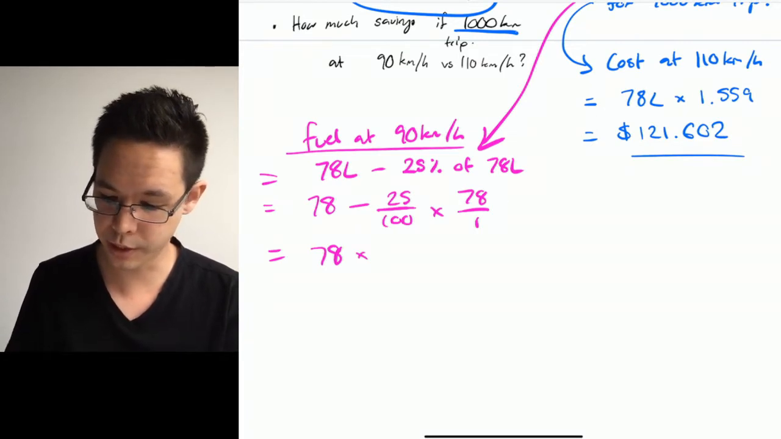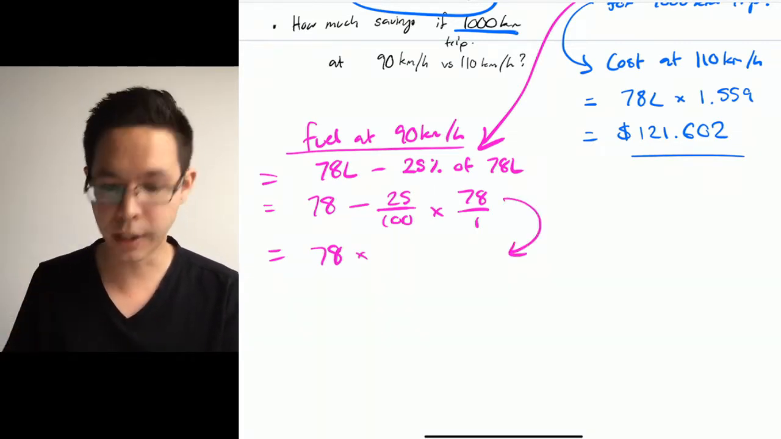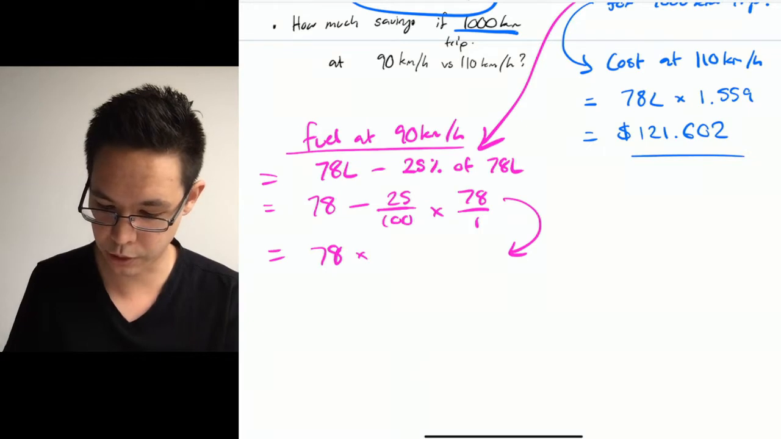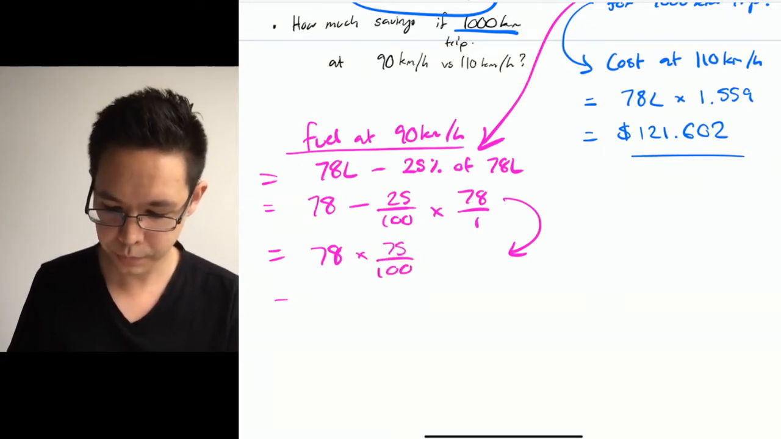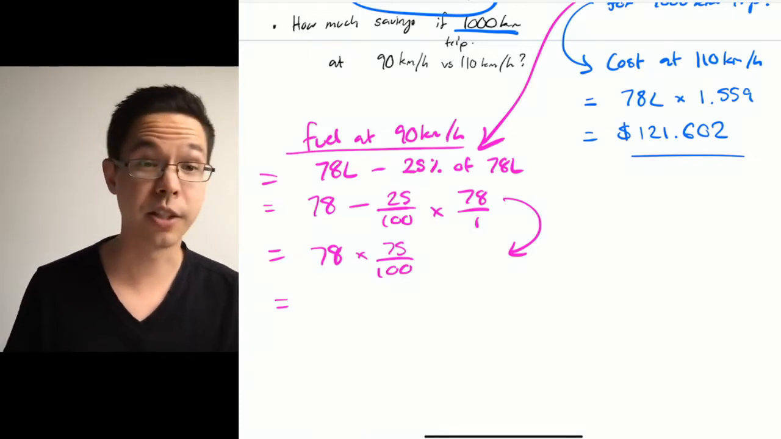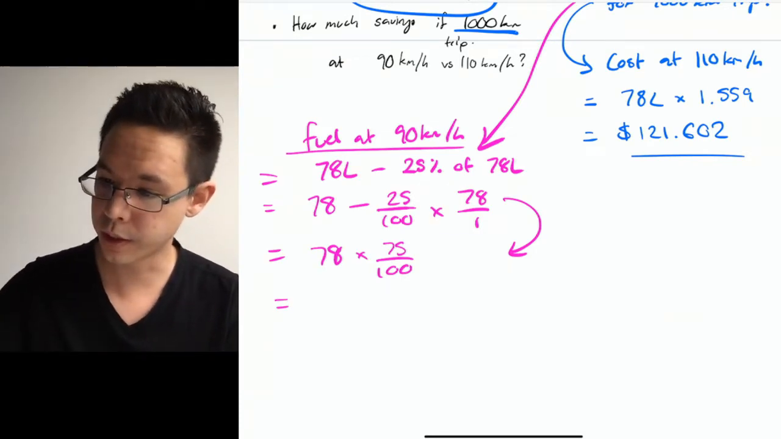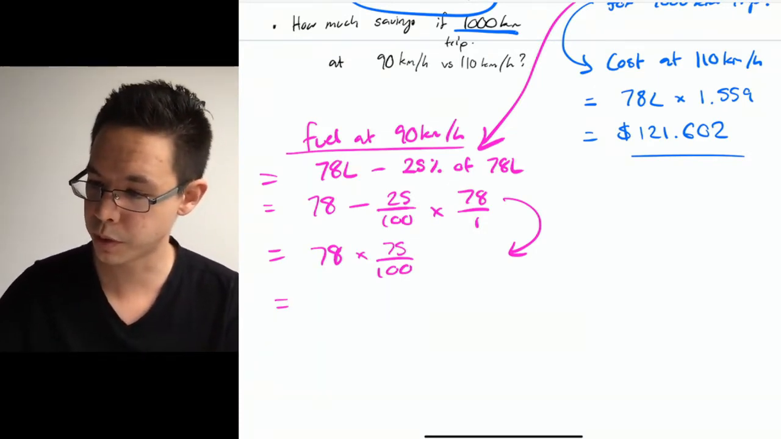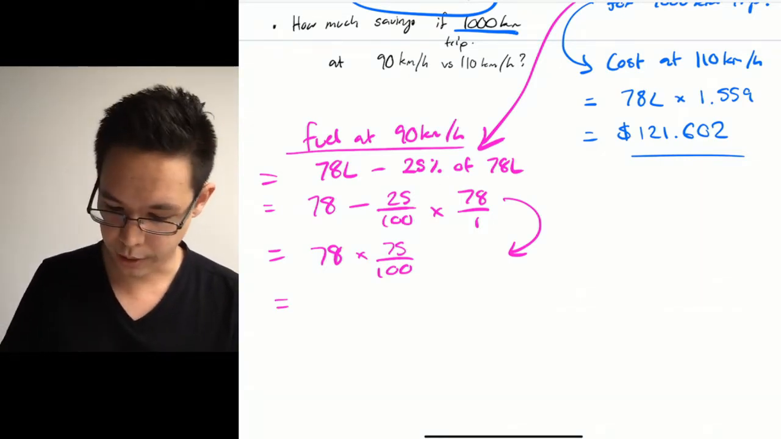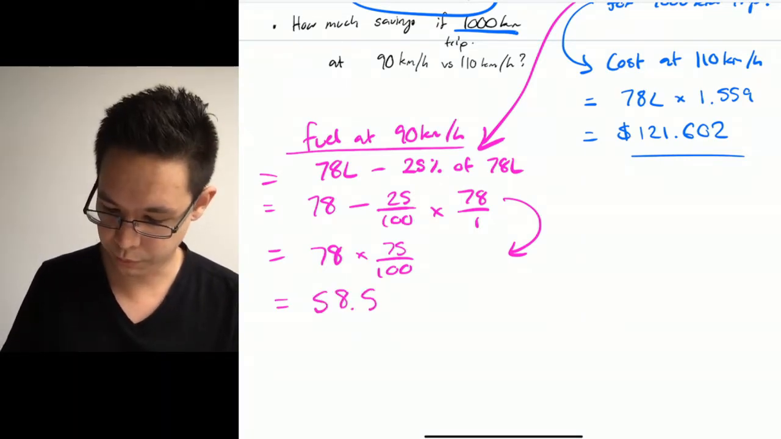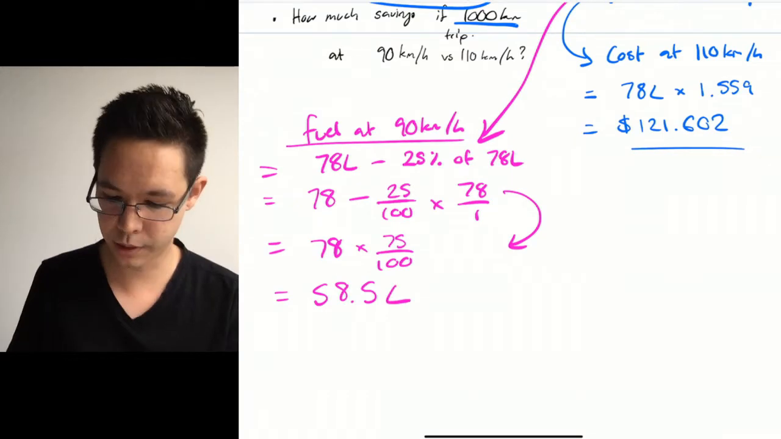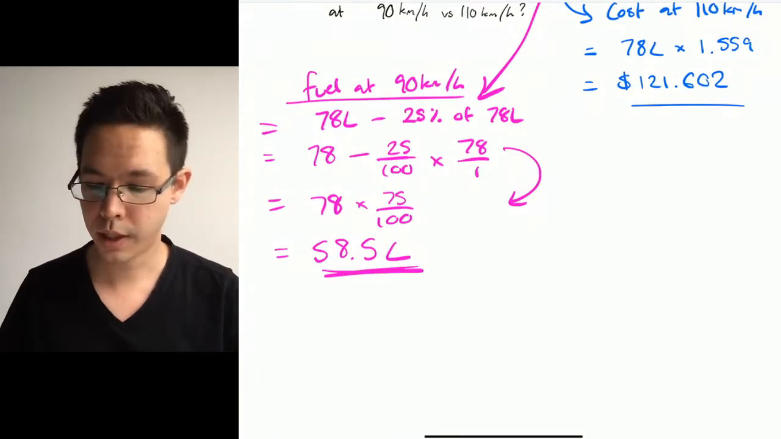I could also say that this line and this line they are equivalent responses here. So I could just do times by 75 over 100, or basically 0.75. So I'm going to smash this on the calculator here. 78 liters times by 0.75. I get an answer of 58.5 liters.